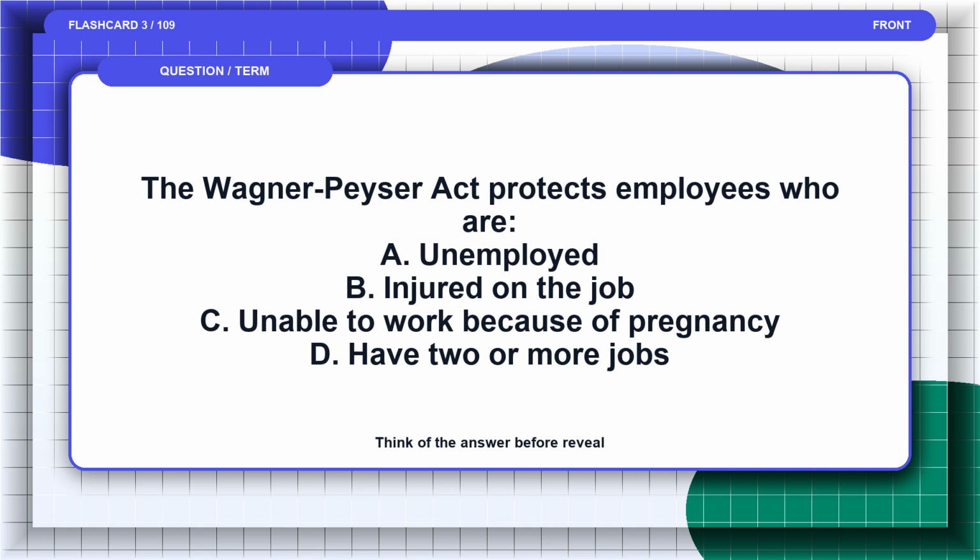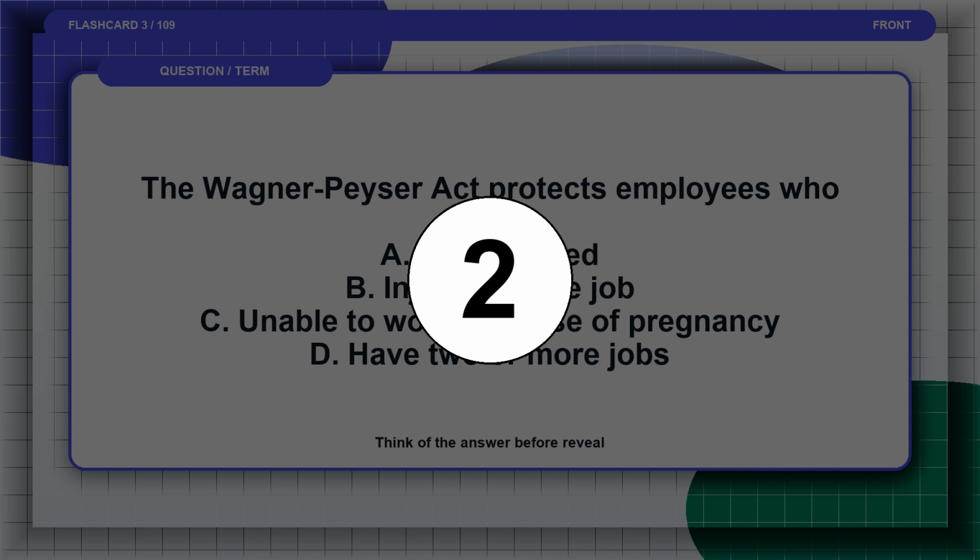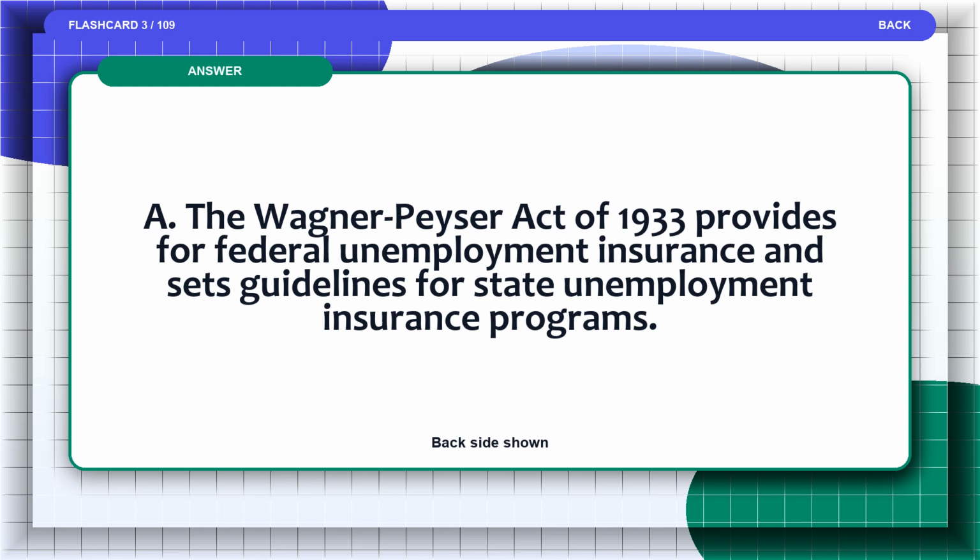Flashcard 3. The Wagner-Peyser Act protects employees who are A. Unemployed. B. Injured on the job. C. Unable to work because of pregnancy. D. Have 2 or more jobs. Pause and think of the answer before the reveal. The answer is the Wagner-Peyser Act of 1933 provides for federal unemployment insurance and sets guidelines for state unemployment insurance programs.